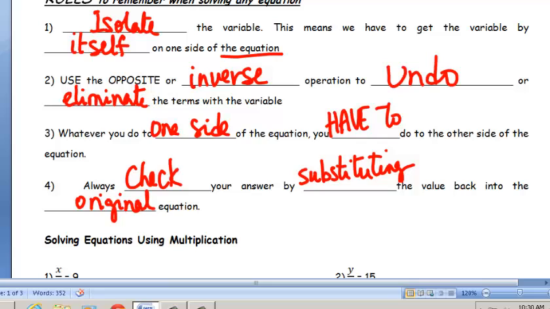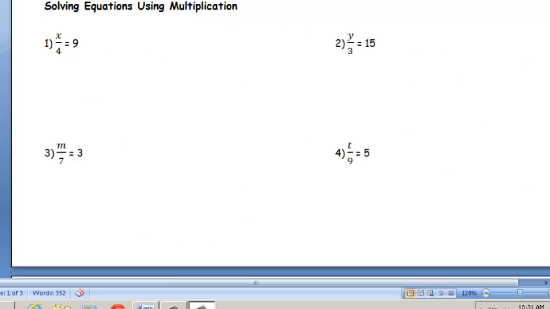So let's go ahead and solve some of the problems. Okay, if you look at this problem, it says x over 4 equals 9. Again, please always rewrite the given problem, because you don't have enough place to just undo it where it's given. So always rewrite it. Now in this case, x is being divided by 4. So what's the opposite of division? Multiplication. So I'm going to go ahead and multiply with 4.